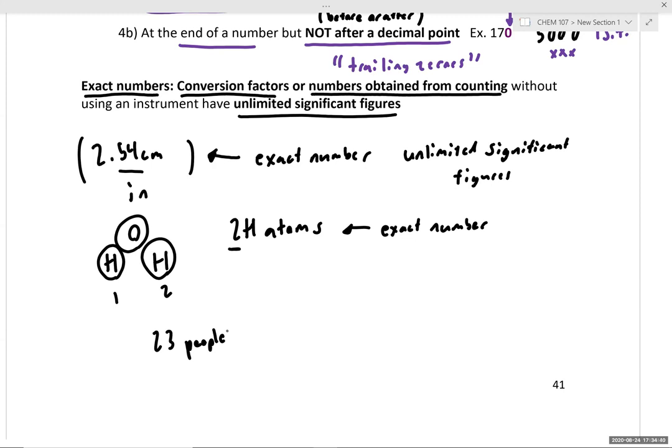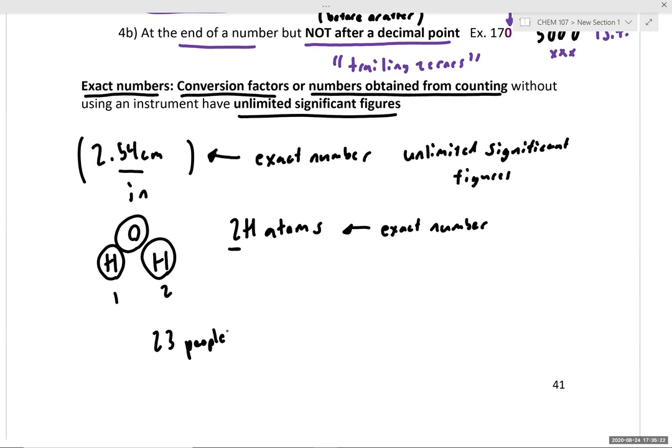Does this make sense to everyone so far? Is everyone comfortable with these rules so far? What do you mean by unlimited significant figures? So essentially, as we'll talk about when we start performing calculations following significant figure rules, exact numbers will never reduce the amount of significant figures you can report in your final answer from calculations. So exact numbers do not affect the precision of your final answer.